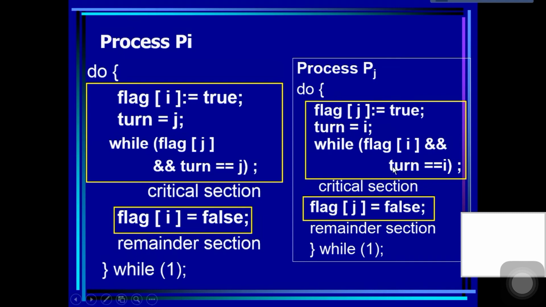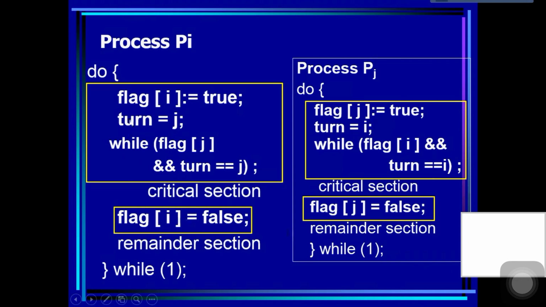And the while statement will test if flag j equals true, and at the same time turn equals j. That means process Pj is ready, and also it's its turn to enter its critical section. So process Pi just has to wait, do nothing, and loop again, testing the condition until the time slice expires, and then process Pj begins its execution.